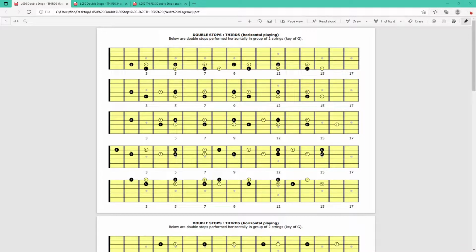At the 4th line here, we're starting from the 2nd of the key of G, 2nd and 4th, so minor, minor, major, major, minor, minor, major, minor. Let's have a look. And in the group of first and second string, we're starting from the fifth. Hence, it's going to be a major, minor, minor, major, minor, minor, major.